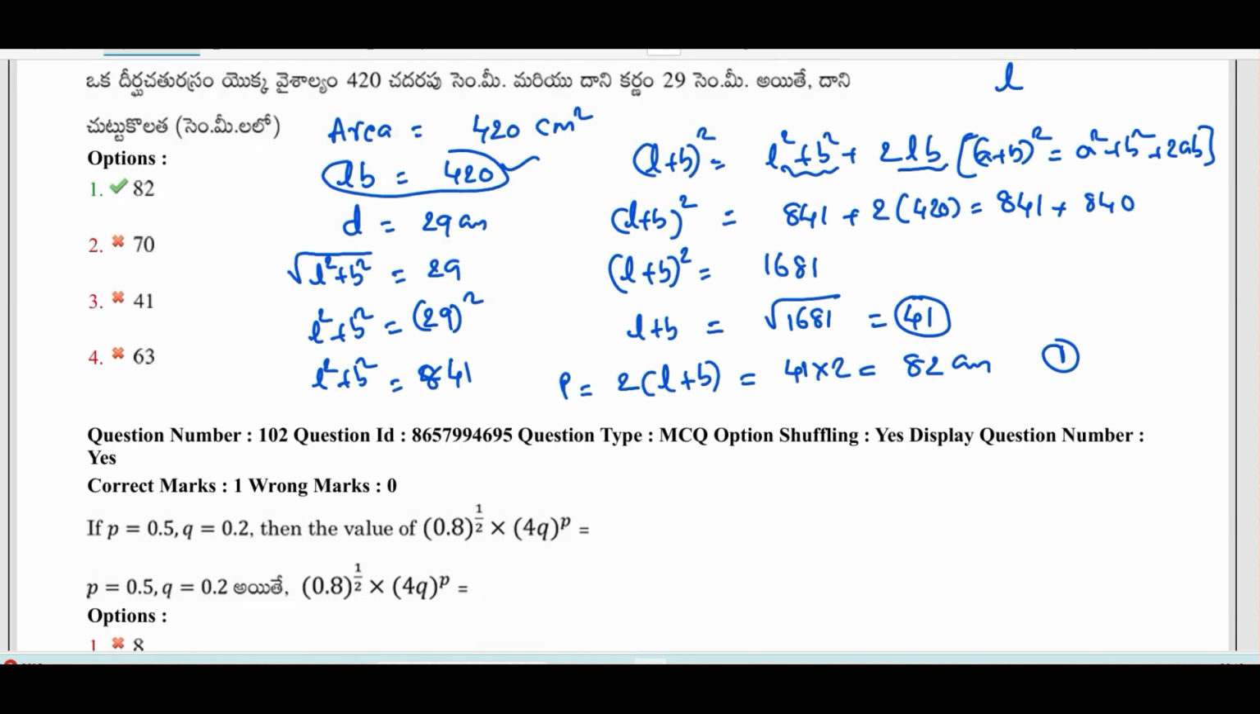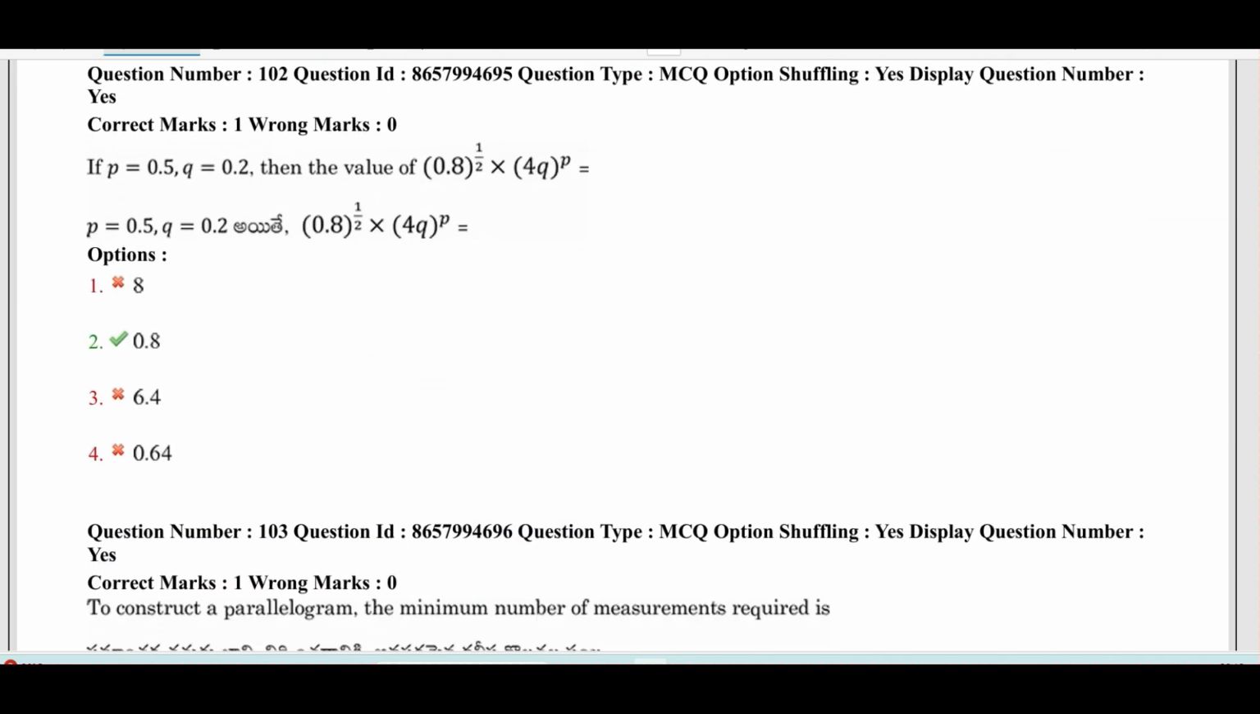Now let us see the next question. If P is equal to 0.5 and Q is equal to 0.2, then find the value of 0.8 to the power of 1 by 2 into 4Q to the power of P. We are given the P value as 0.5. 0.5 means 5 by 10, and 5 by 10 means 1 by 2. That means the P value is 1 by 2.